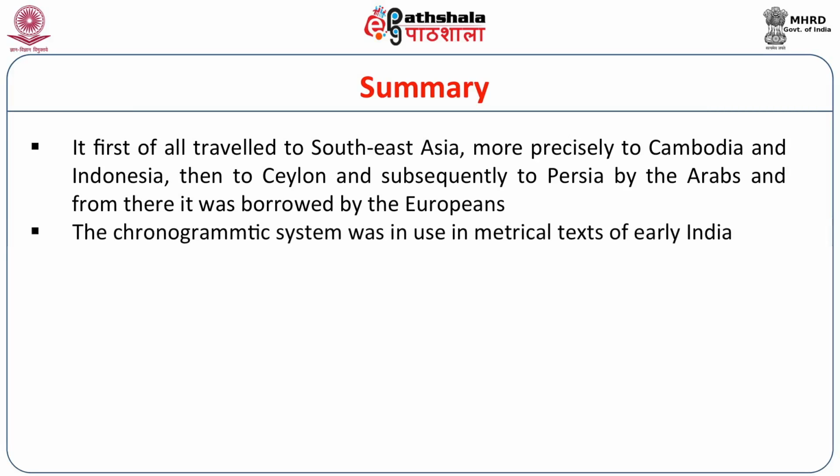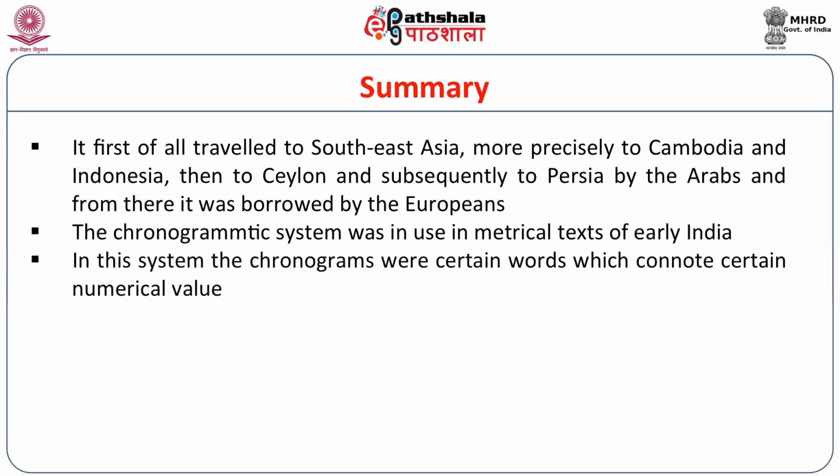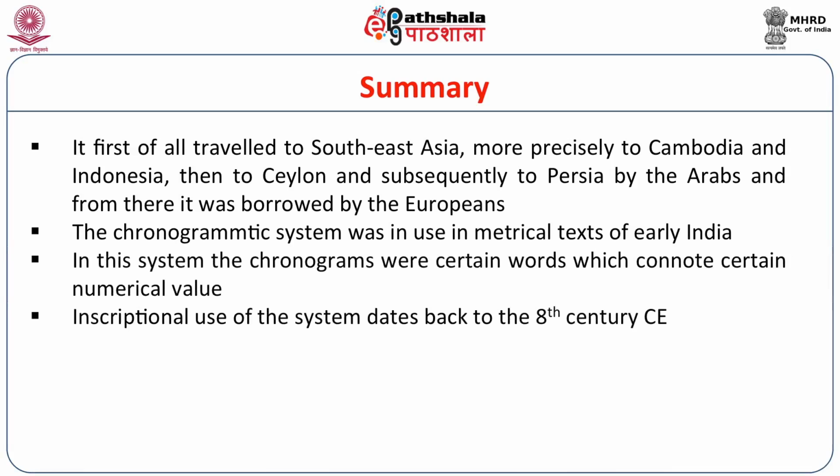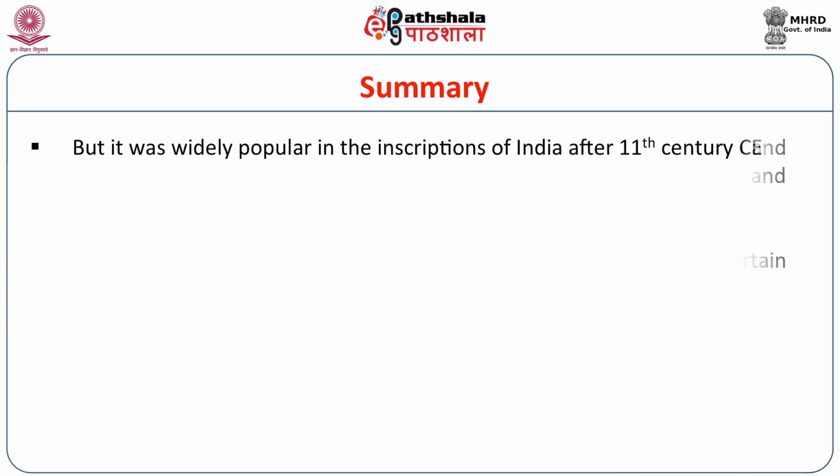The chronogrammatic system was in use in metrical texts of early India, mostly by the astronomers and mathematicians of early India of the Gupta time. They used the system of chronograms in their works to connote different numerical figures. Inscriptional use of the system dates back to the 8th century Common Era, but it was widely popular in the inscriptions of India after the 11th century Common Era.